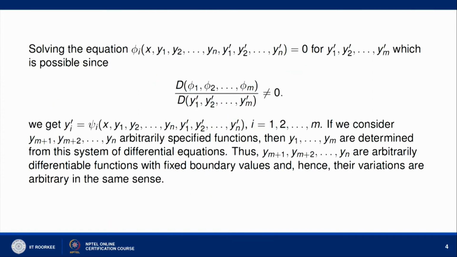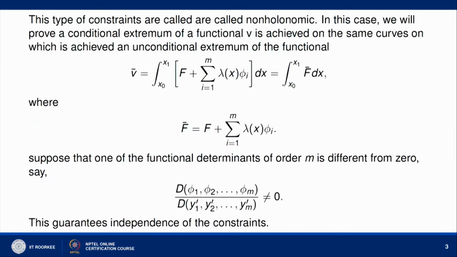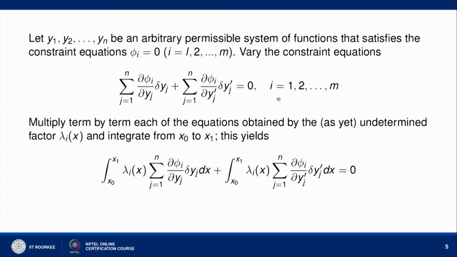Here we proceed in a similar way as in the previous section. Let y1 to yn be an arbitrary permissible system of functions that satisfy the constraint equations phi i equal to 0 for each i equal to 1 to m. Now we vary the constraint equations and we have the sum over j equal to 1 to n of the partial of phi i by partial yj times delta yj, plus the sum over j of the partial of phi i by partial yj dash times delta yj dash, equal to 0 for each i equal to 1 to m. If you remember, in the previous case this term did not come; it was not there in the previous discussion.